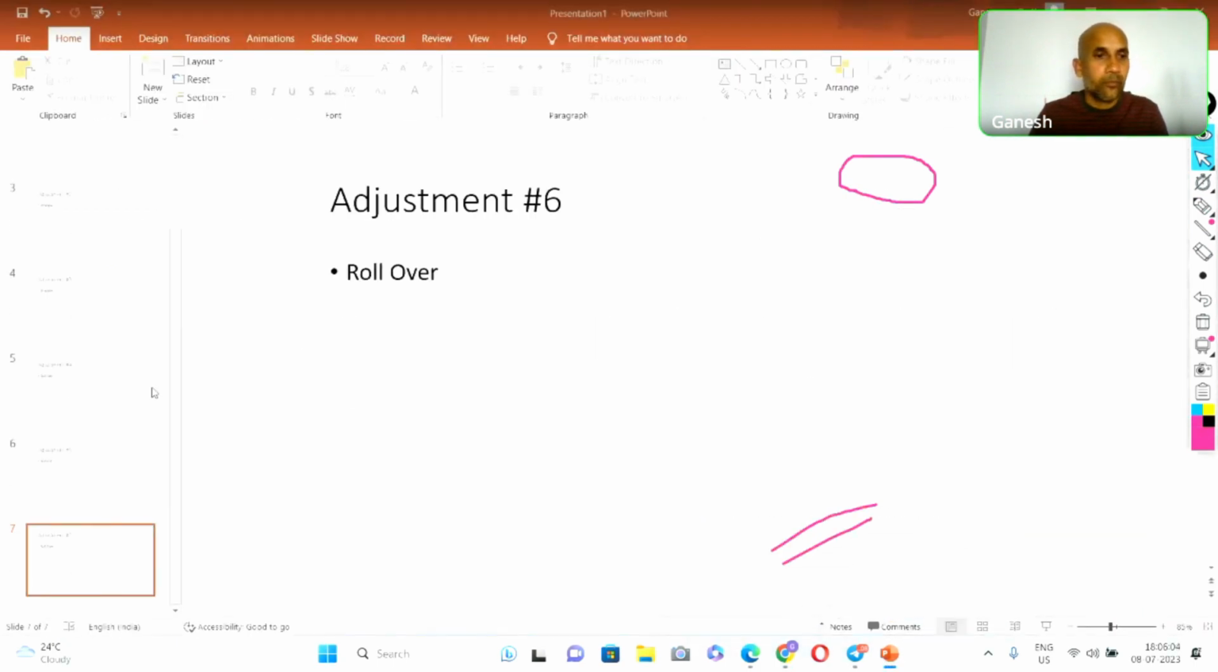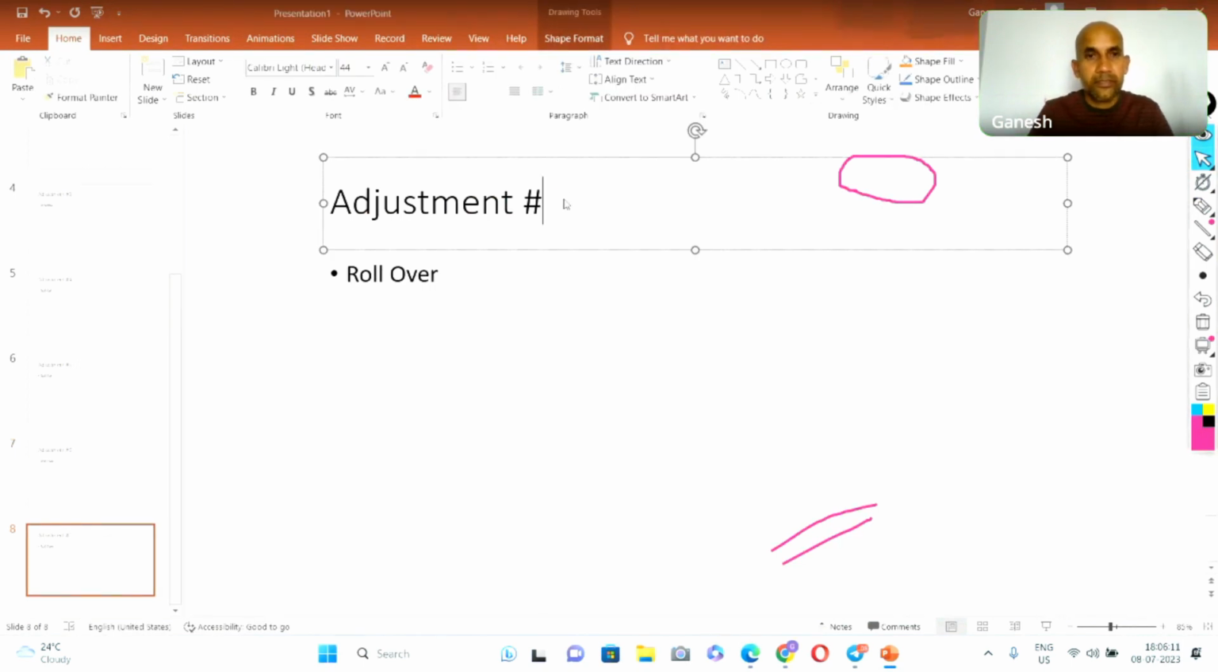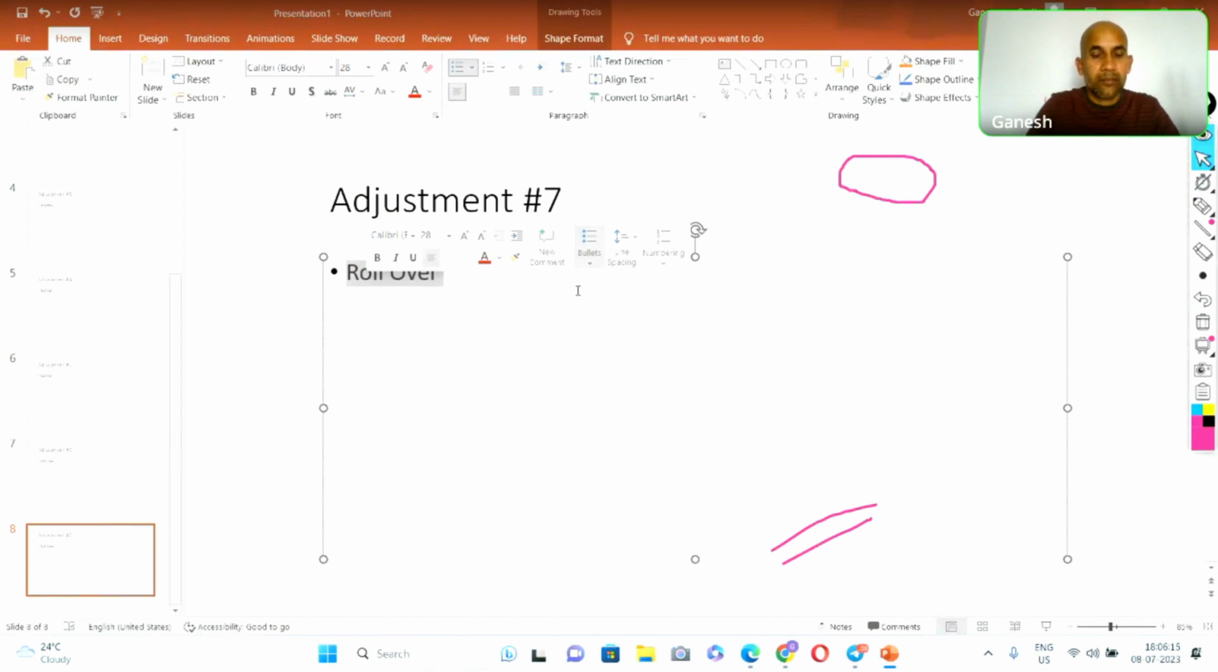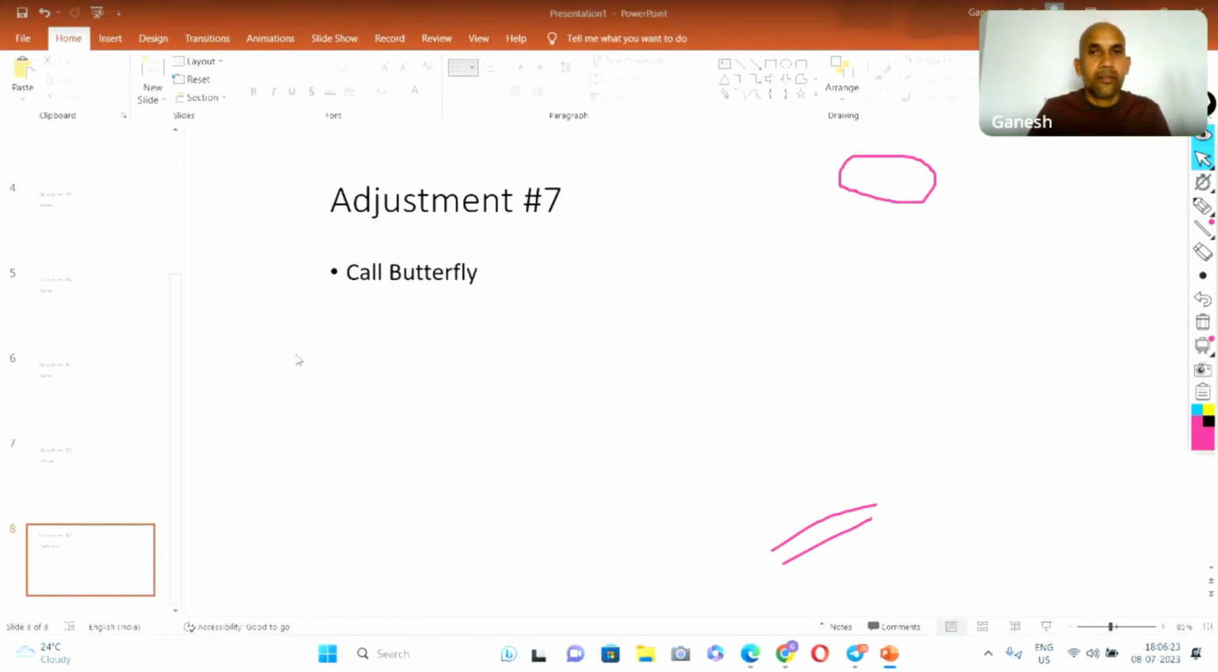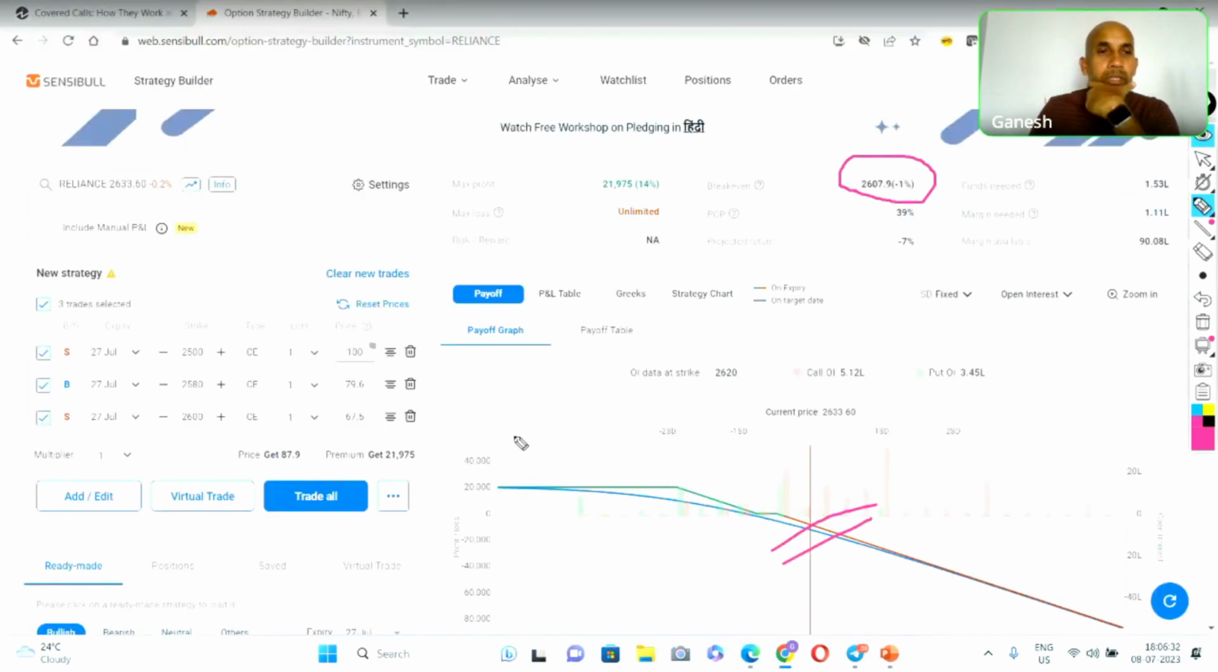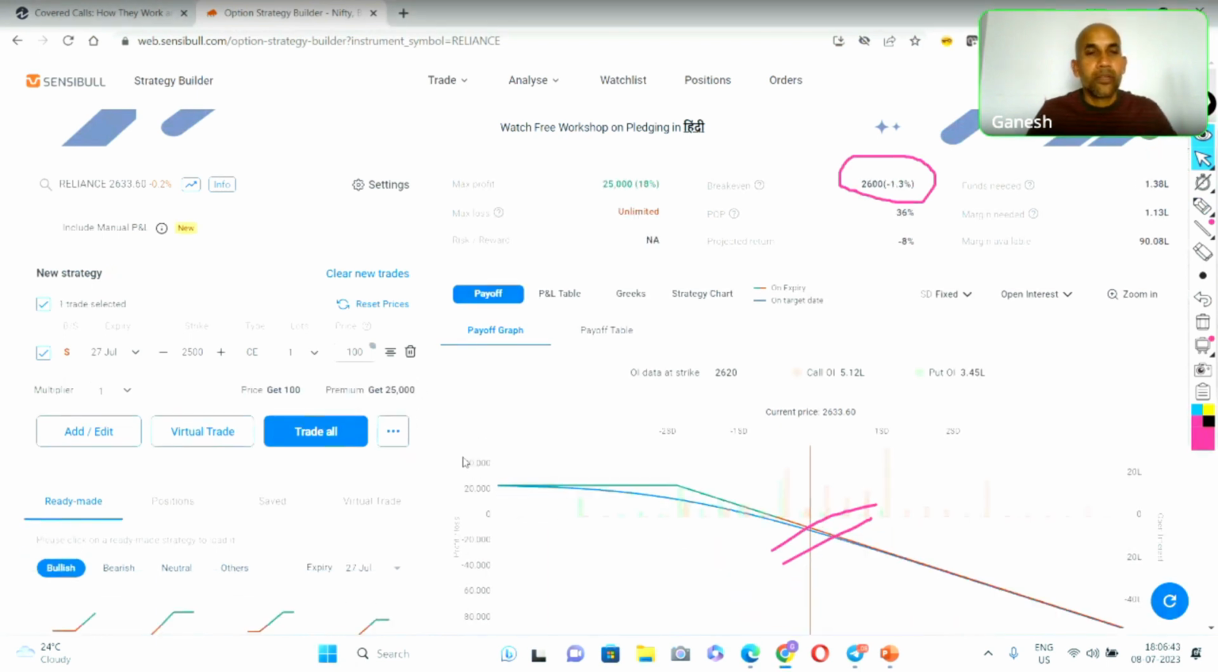Let me put it here: another adjustment, number 7. This is called call butterfly. Remember, this 7th adjustment is call butterfly. What is a butterfly? I will show you directly in Sensibull itself. This adjustment is not giving much break-even, so what do you do? Remove this. So what is call butterfly?